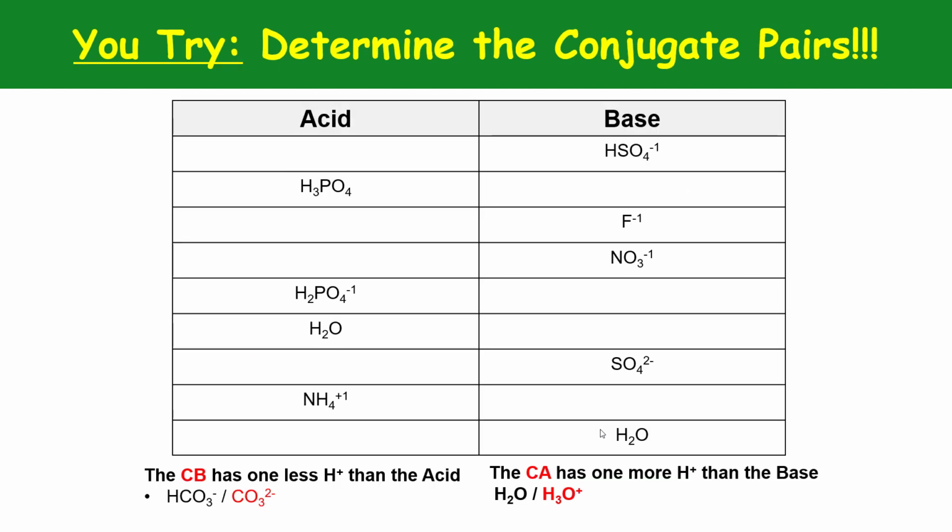Here's another one. Now, I'm giving you the identity of an acid and the base. You tell me the identity of its conjugate. And to remind you, at the bottom we have a hint. Remember, conjugate bases have one less hydrogen than the acid does. And conjugate acids always have one more hydrogen than the base does. So pause the video now, fill this chart out, and then unpause and see how you did.